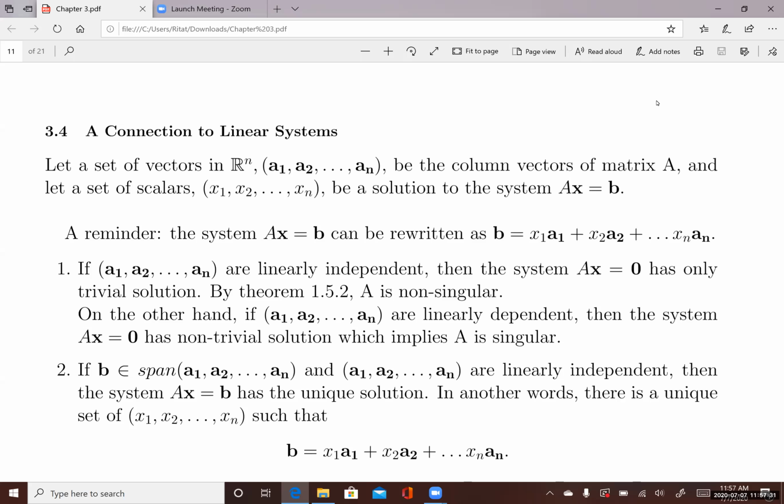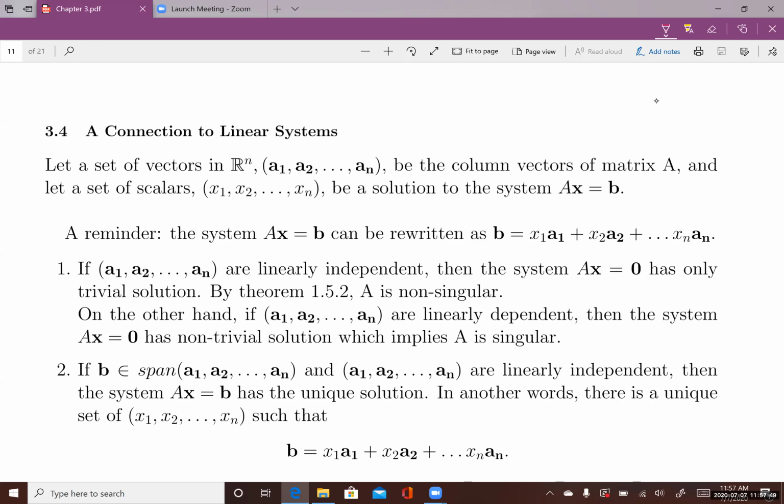This lecture talks about some connections between linearly independent vectors and linear systems. Let's consider a set of vectors in Rn, let's say A1, A2 to An, be column vectors of a matrix A, and then a set of scalars, which are just constants, x1, x2 to xn, be a solution to the system Ax equals B.